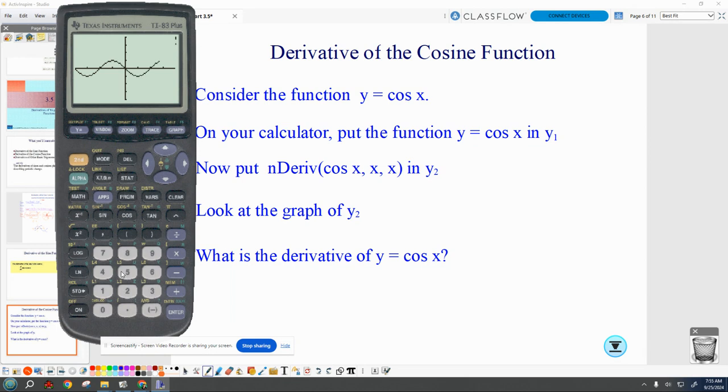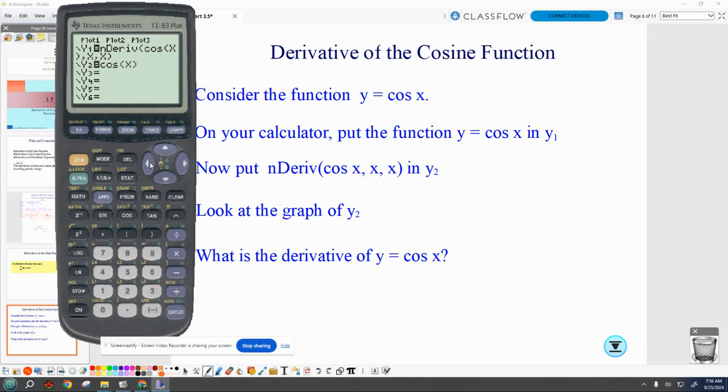What does it look like the derivative of cosine is? Negative sine. Negative sine. Okay, yes. One more trick. I want to graph cosine just to see it. And do you know what happens if you arrow all the way to the left?